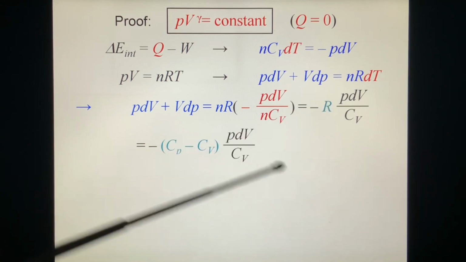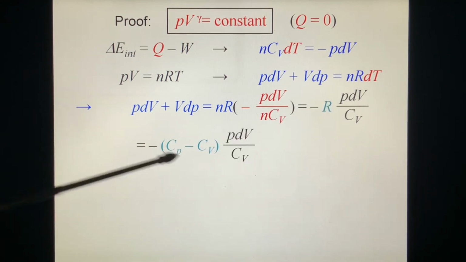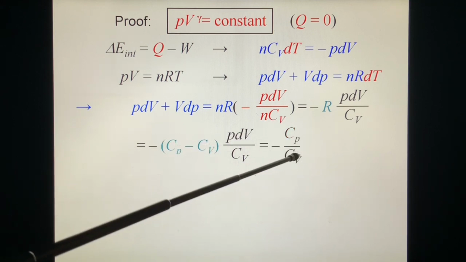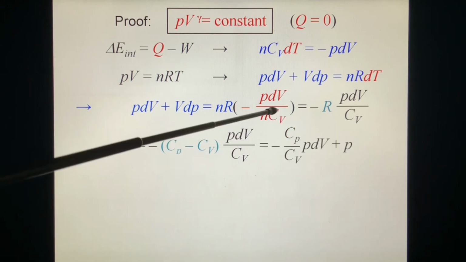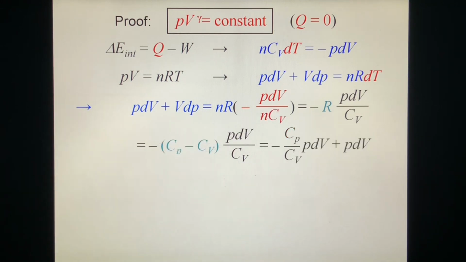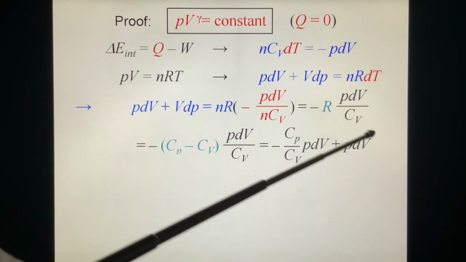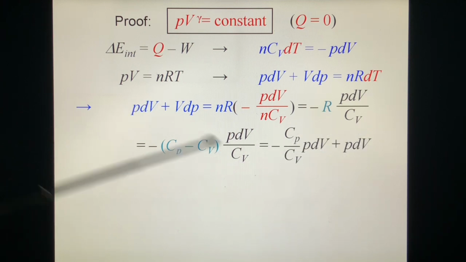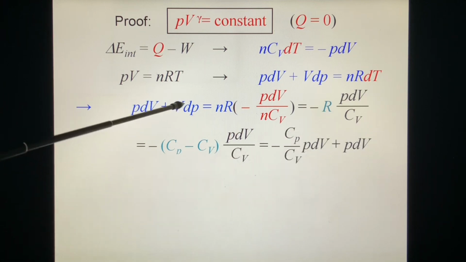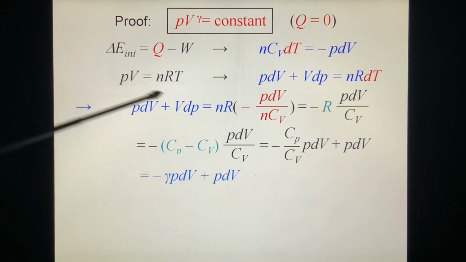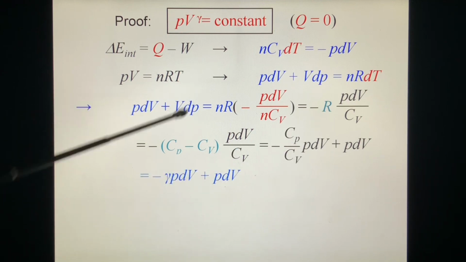This is PdV over CV, and CV becomes what? This is CP over CV. So it becomes CP over CV PdV, plus PdV. Then in the equation, the PdV and PdV on the two sides cancel out. This is what we call gamma. So VdP equals minus gamma PdV.